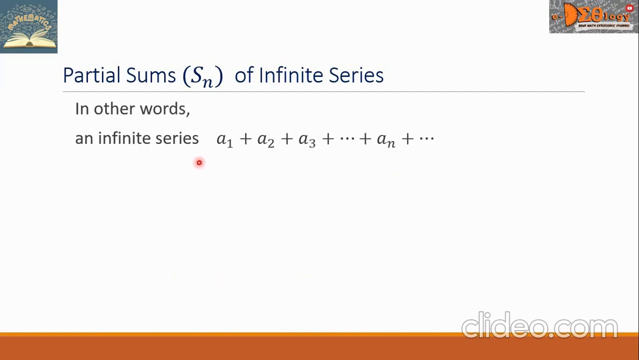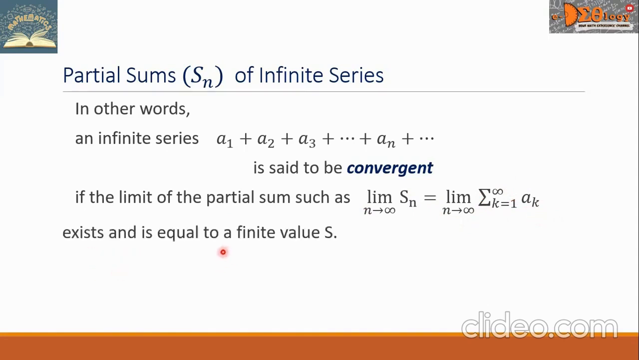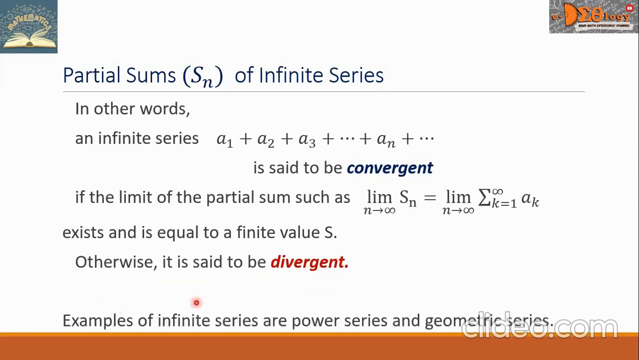In other words, an infinite series a sub 1 plus a sub 2 plus a sub 3 plus up to a sub n plus and so on is said to be convergent if the limit of the partial sum, the limit as n approaches infinity of s sub n, which is equal to the limit as n approaches infinity of the summation from k equals 1 up to n of a sub k, exists and is equal to a finite value s. Otherwise, it is said to be divergent. Examples of infinite series are power series and geometric series.